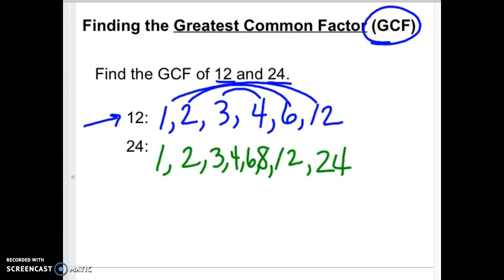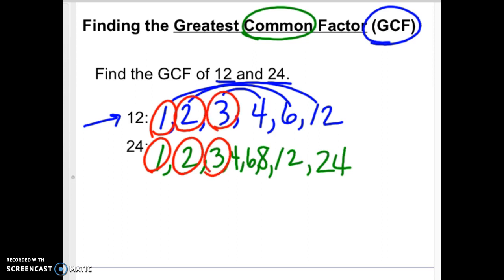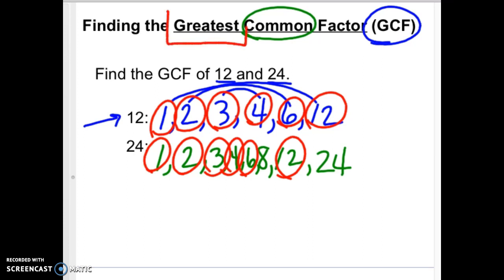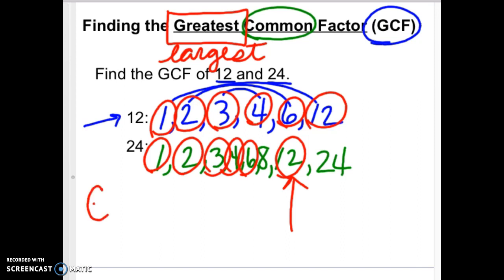Now I'm looking for a factor that they have in common. They both have, I'll use a different color, they both have a 1 for a factor. They both have a 2. They both have a 3. They both have a 4. They both have a 6. And they both have 12. Instead of listing all of the ones they have in common, we only want to know the greatest or the largest factor in common, which would be 12. So the GCF of 12 and 24 is 12.